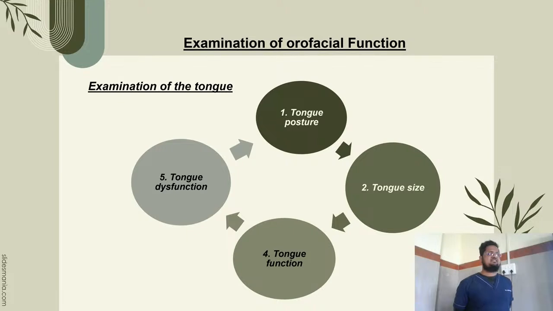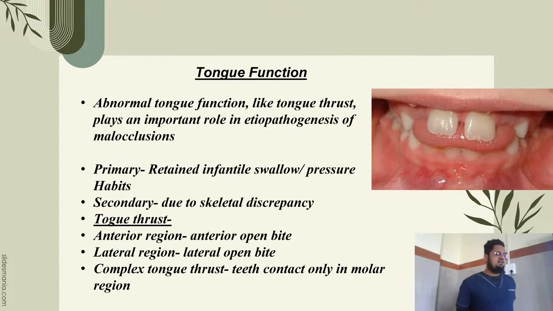Coming to the next part, that is the examination of the orofacial function. First is the examination of the tongue posture, tongue size, tongue function, and tongue dysfunction. For tongue function, abnormal tongue function like tongue thrust plays an important role in the pathogenesis of malocclusion. Primarily, it is due to a retained infantile swallow or pressure habit or any abnormal habit. Secondary tongue thrust is due to skeletal discrepancy like class 2 division 1 cases, or if tongue thrust is found in the anterior region, it causes an anterior open bite.